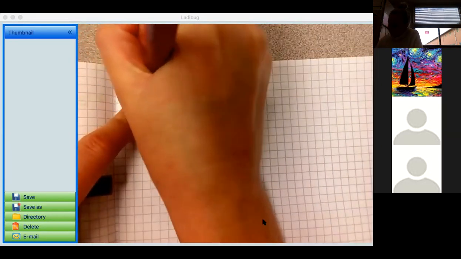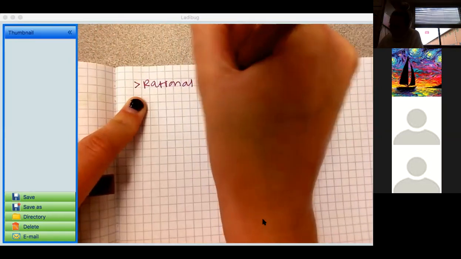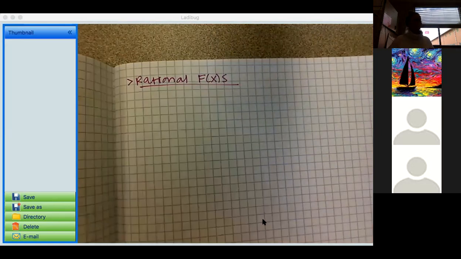All right, let's talk about good old rational functions. As a teacher, I love these because there's lots you can do with them.